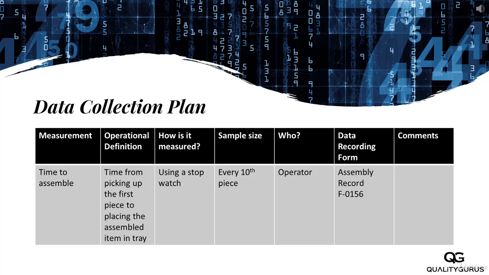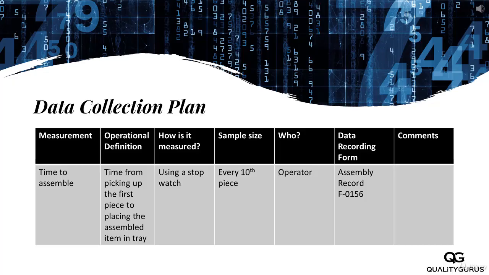So, here the operational definition is that time starts from picking up the first piece. So, whatever the operator first picks, the nut or the bolt, from there the time starts, and it runs till this assembly is placed in the tray. So, that's the starting and ending time. This gives you the operational definition. Now, you know exactly what time you are measuring. So, this was the operational definition.